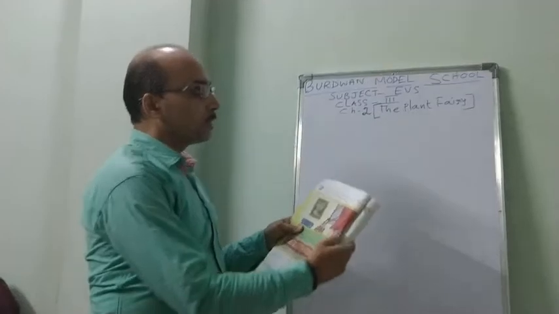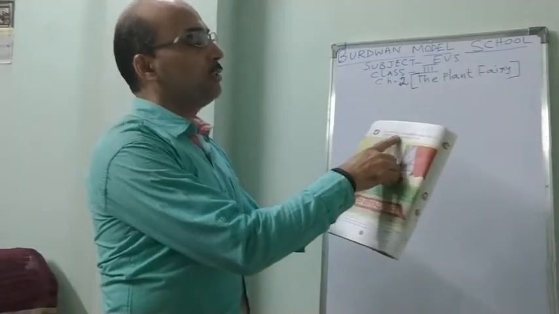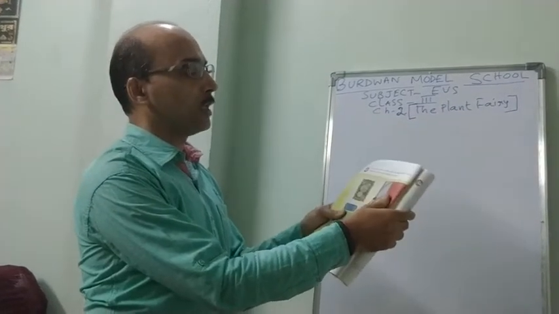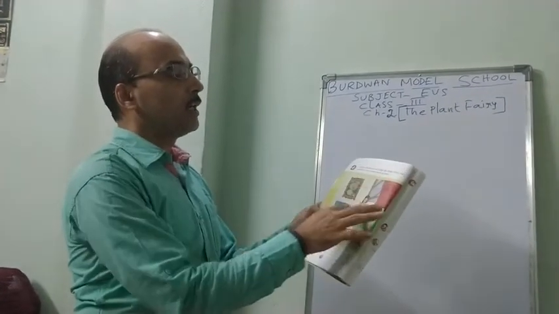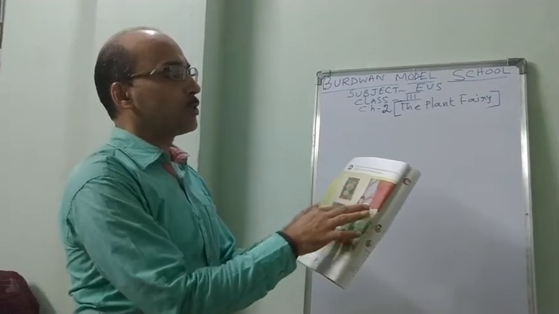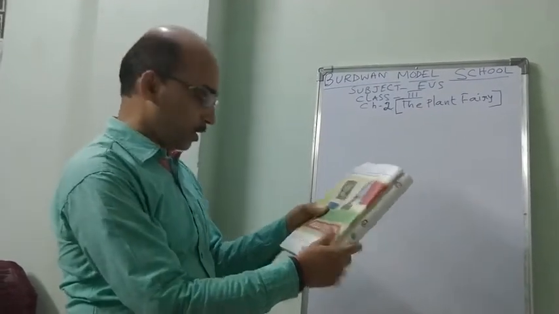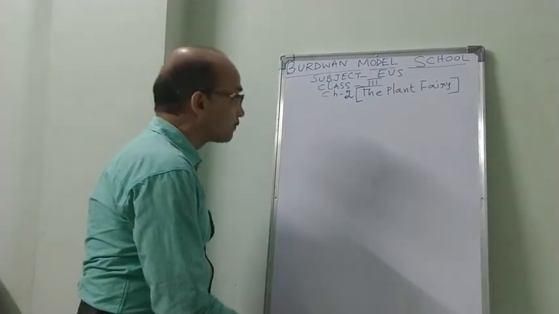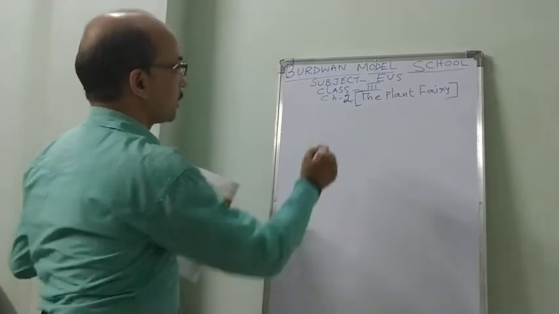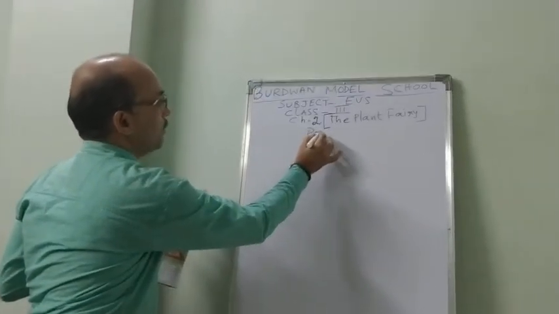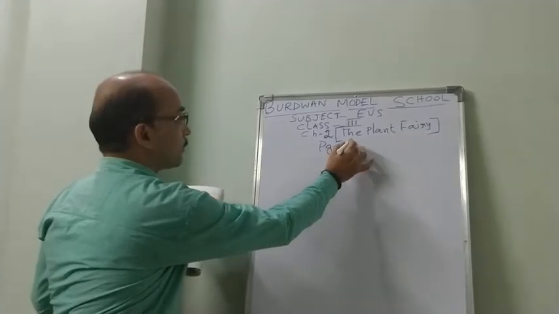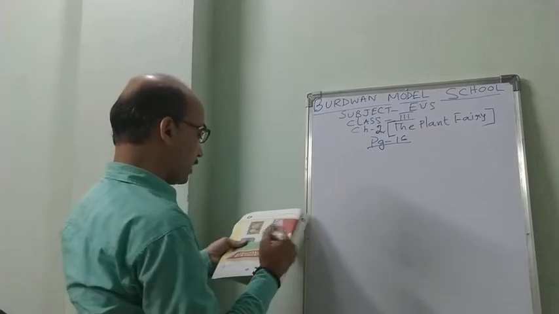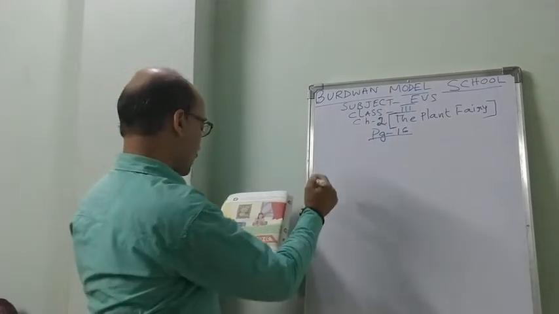Look at the picture and name the things which have patterns of leaves and flowers on them. This is a picture given here. Here you have to name the things which have patterns of leaves and flowers on them. So let us write this answer. This is page number 16. I am writing the answer. You can write the answer.